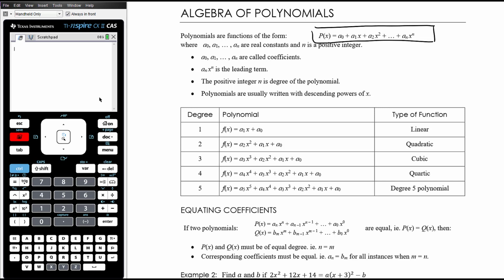The term with the highest power of x is referred to as the leading term, and the positive integer n is the degree of the polynomial. So the highest power is the degree of the polynomial. And we usually write our polynomials in descending powers of x.